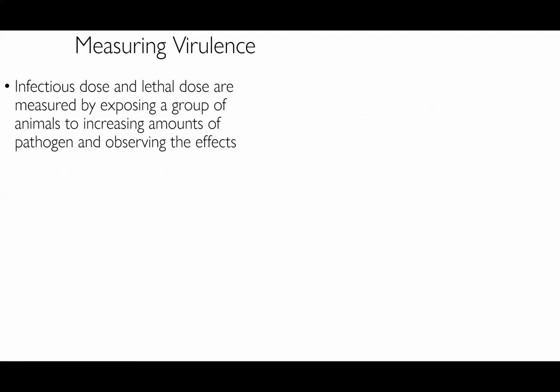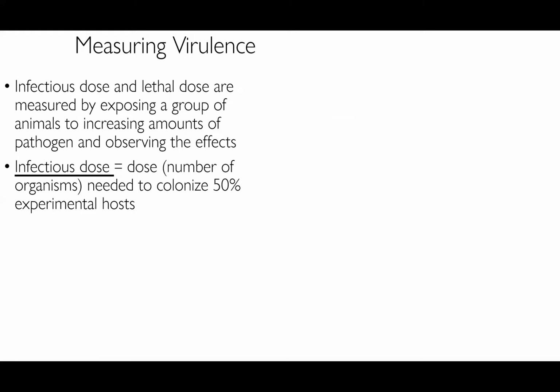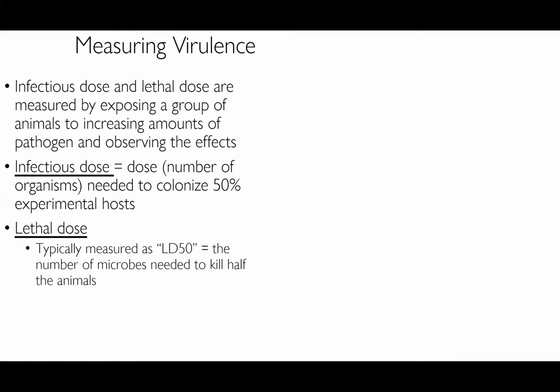And so we can measure virulence by exposing a group of animals or subjects to increasing amounts of the pathogen and observing the effects. And the infectious dose, remember, is the number of organisms needed to colonize experimental hosts. In this case, it's 50%, whereas the lethal dose is typically measured as what we call the LD50, the number of microbes needed to kill half of the animals.